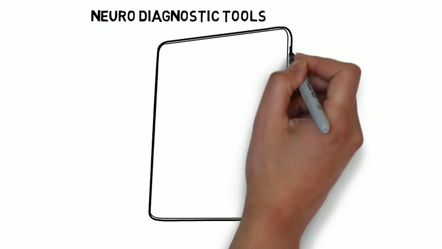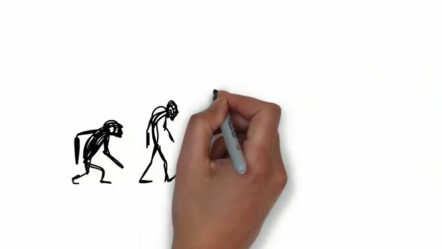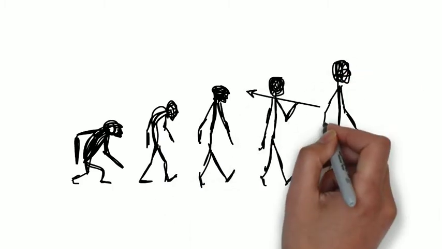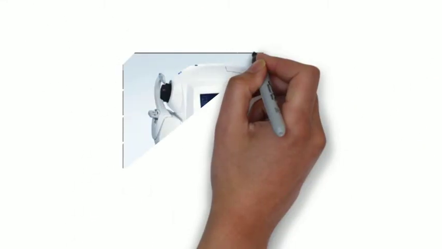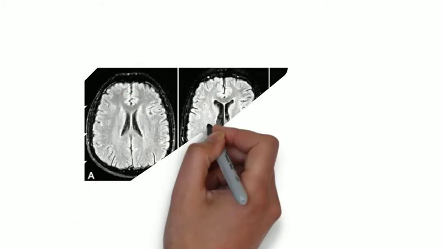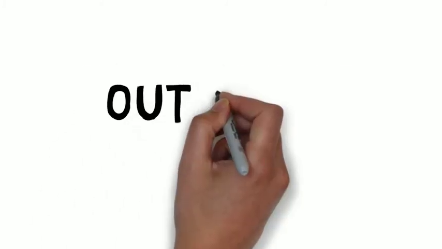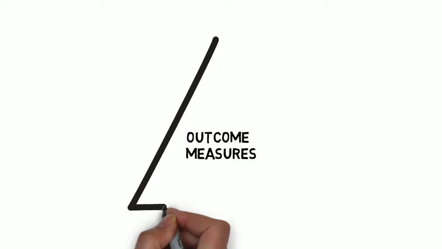Our neurodiagnostic tools used to diagnose and to monitor MS have evolved. We now are on the cusp of incorporating technologies such as OCT and brain atrophy measures into the clinic. The very outcome measures used in MS have changed.